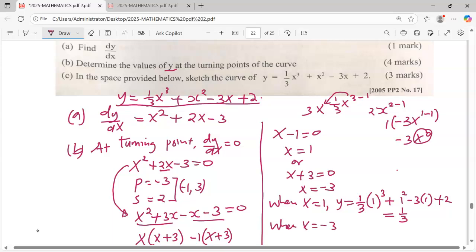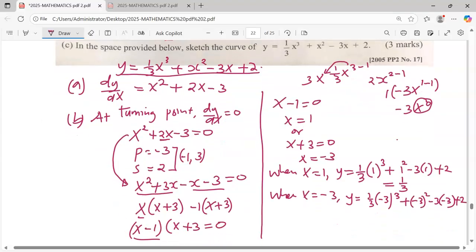Also, when x is equals to -3, then the value of y is going to be a third into x, which is -3 cubed, plus x, which is -3 squared, minus 3 times x, which is -3, plus 2. And this one is going to give us an answer equivalent to 11. That means, therefore, the value of y is also going to be positive 11.